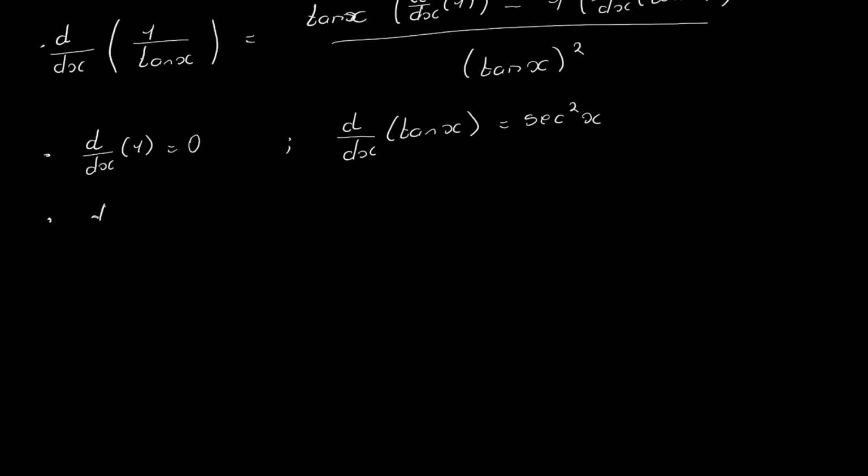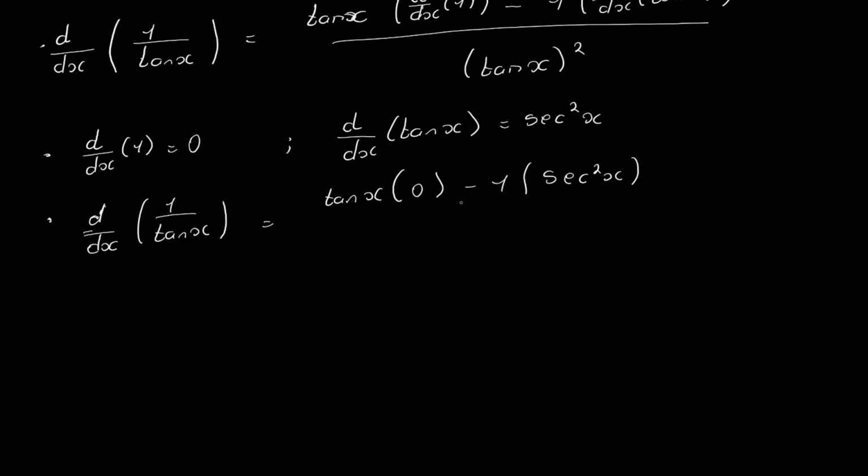All we then need to do is substitute each and every one of these terms back into our initial equation, which leaves us with d on dx of 1 on tan x equal to tan x times 0 minus 1 times sec squared x all over tan squared x. Simplifying this, we have negative sec squared x on tan squared x.